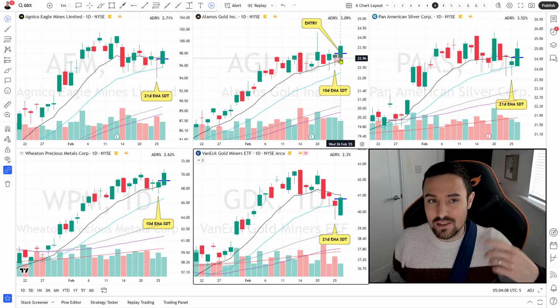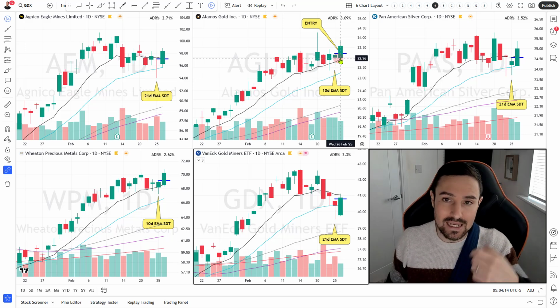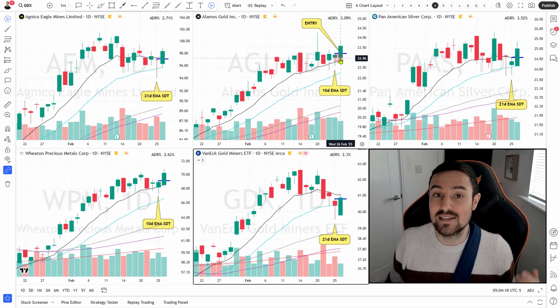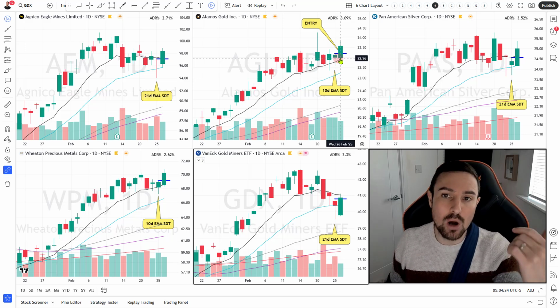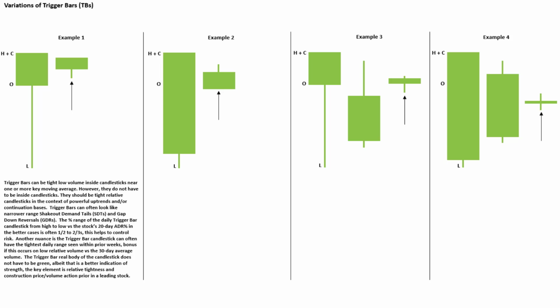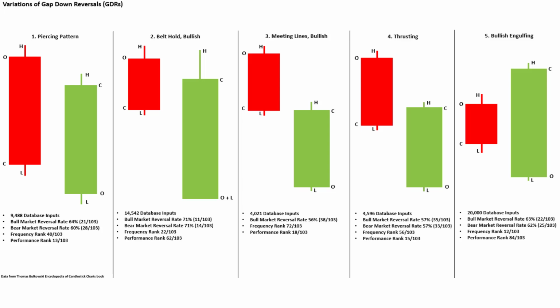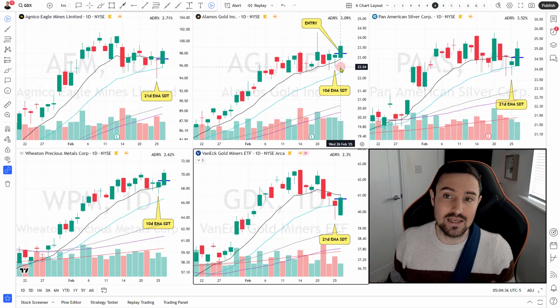this day. So the video is really going to focus on stock selection in specific areas of the market, in specific groups, in specific themes that are displaying one relative strength but two constructive basing action, and then they form what I call a trigger bar, a shakeout demand tail, or a gap down reverse bar. I'll just put up on the screen now what a trigger bar looks like, what a shakeout demand tail looks like, and what a gap down reversal bar looks like, because when I'm swing trading, these are the type of daily candlesticks that I'm looking for.